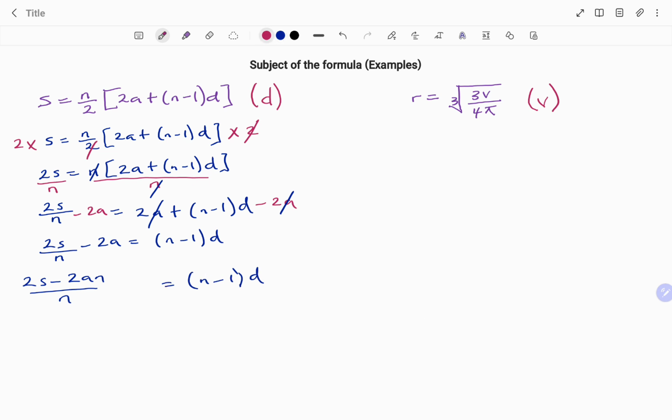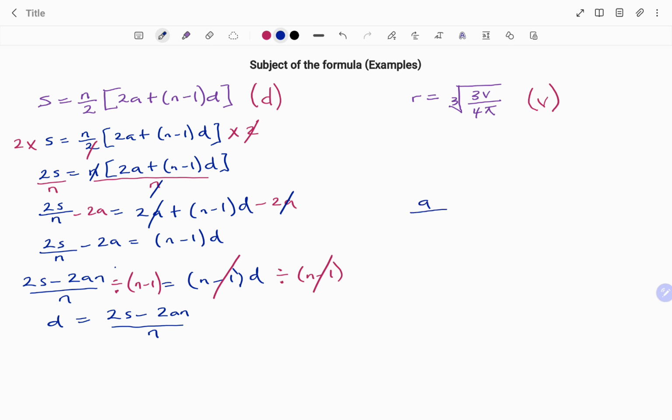To get rid of my n minus 1, I'm going to divide both sides by n minus 1. Whatever you do on your left, you do on your right. N minus 1 divided by n minus 1, that's 1. I'm left with d equals 2s minus 2an over n. I'm going to change the division sign to multiplication.